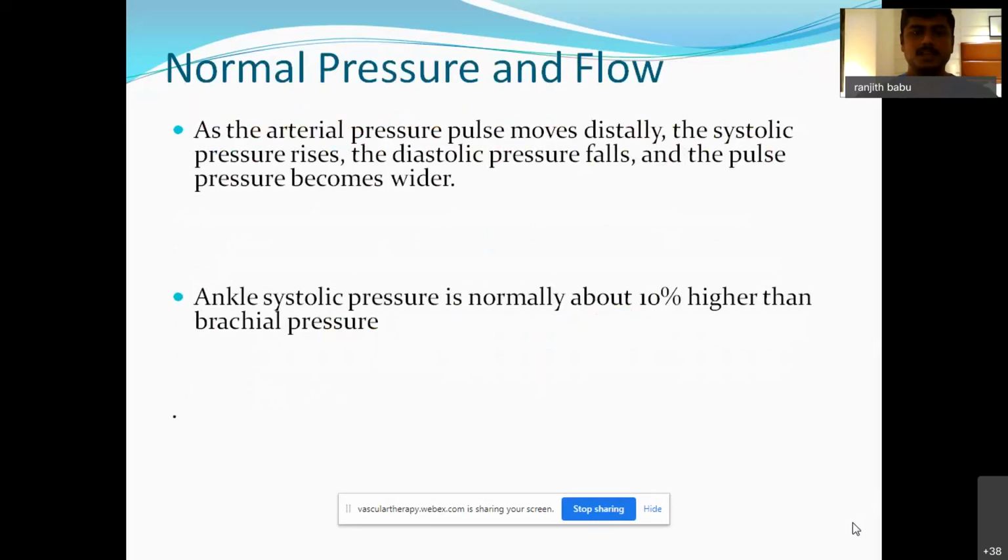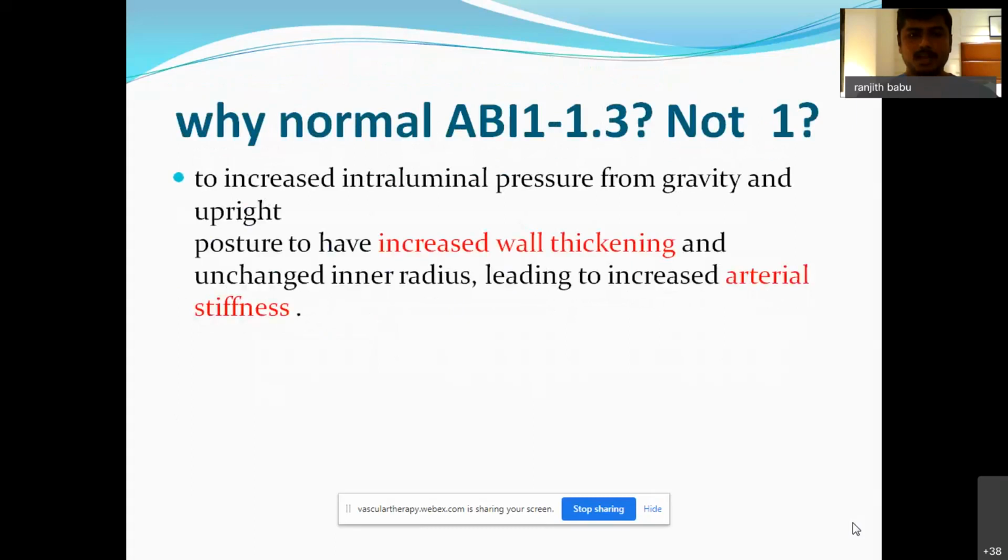Next concept is normal pressure and flow in the arterial system. As the arterial pressure pulse moves distally, the systolic pressure rises and the diastolic pressure falls, and the pulse pressure becomes wider. Normally, the ankle systolic pressure is 10% higher than the brachial pressure. So the normal ABI is in the range of 1 to 1.3 and not exactly 1. It's due to the increased intraluminal pressure from gravity in the upright posture, the increased wall thickening and the unchanged inner radius, leading to increased arterial stiffness.